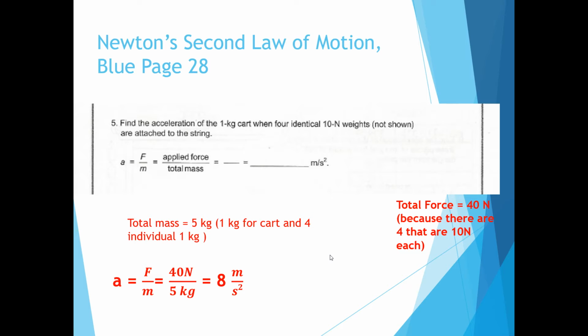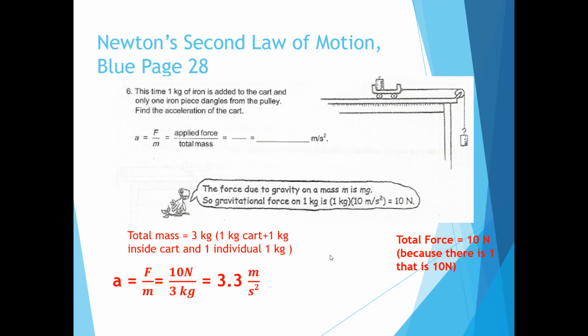Number 6, this time 1 kilogram of iron is added to the cart and only 1 iron piece dangles from the pulley. So now we're changing our picture again. This time they've got 1 kilogram in the cart, 1 kilogram for the cart. So there's now 2 kilograms here, as well as 1 kilogram hanging off the side. So we have a total of 3 kilograms, and our force is going to be 10 Newtons because there is only 1 10 Newton weight. So we've got 10 Newtons divided by 3 kilograms, and that equals 3.3 meters per second squared.